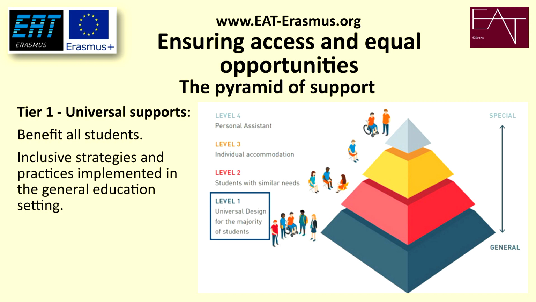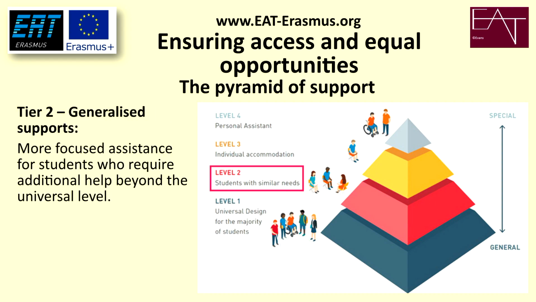Tier 1 is universal supports. At the base of the pyramid are universal supports, which benefit all students. These are potentially inclusive strategies and practices implemented in the general education setting. Examples include differentiated instruction, accessible methods, sharing of teaching materials in advance of teaching settings, and additional time for students with processing issues, as well as classroom accommodations like flexible seating.